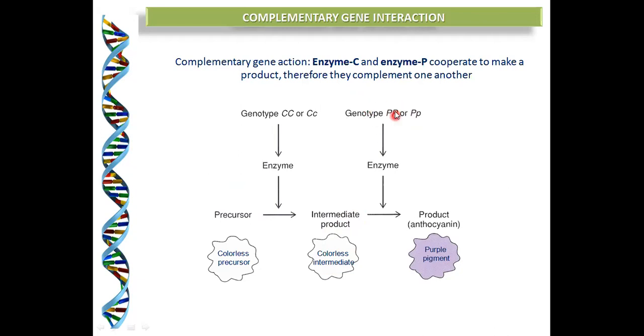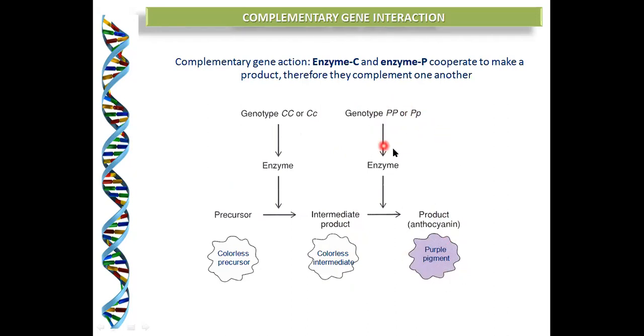If capital P is present, again it will produce one enzyme. That enzyme acts on this intermediate, and this colorless or white color is changed into purple color. Why? Because this enzyme acts on it and creates one pigment called anthocyanin, and that anthocyanin pigment is responsible for giving purple color flowers. So if capital C is present and capital P is present, you will get purple color flowers.